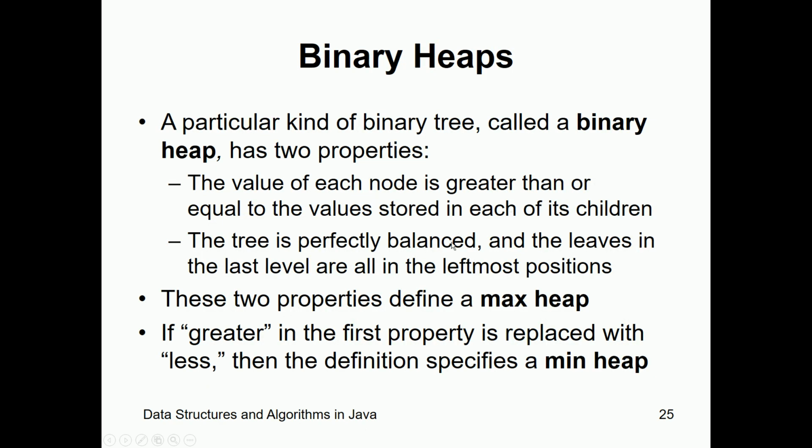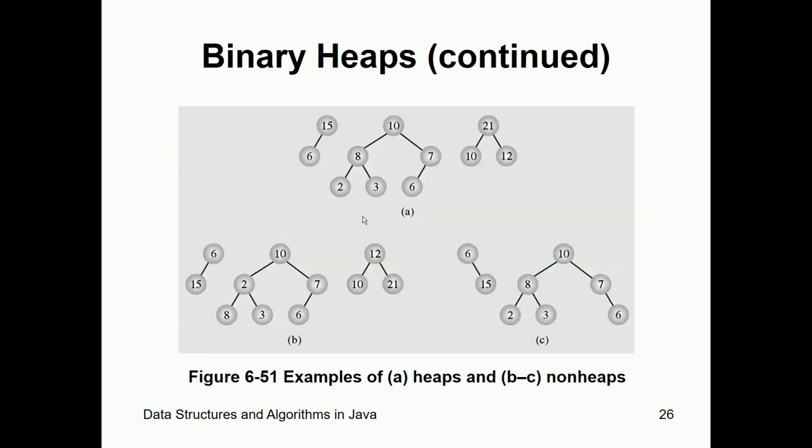And this is a max heap. If we present greater by less than, which means now the value of each node is less than or equal to the value stored in each of its children, that means the one on the top is smaller than the one on the bottom. This is becoming a min heap. And a max heap is the biggest on the top.